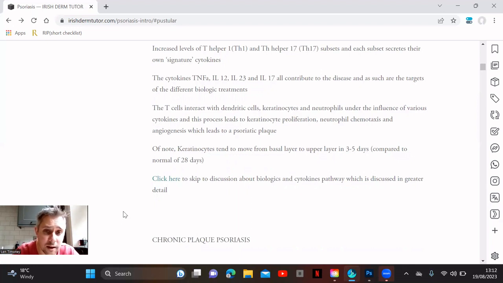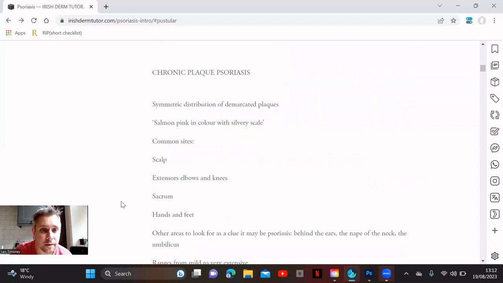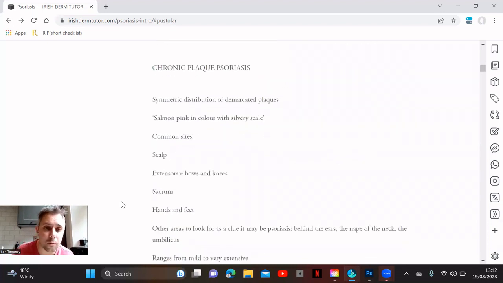Of note, keratinocytes usually move from the basal layer to the upper layer in about 28 days. And in psoriasis, this is much reduced and is about 3 to 5 days. And as I said, if you want to, click here to skip to the discussion about biologics and the cytokine pathway, where we'll go into more detail. So I know that was a bit heavy going, but we'll now move on to more clinical aspects of psoriasis.